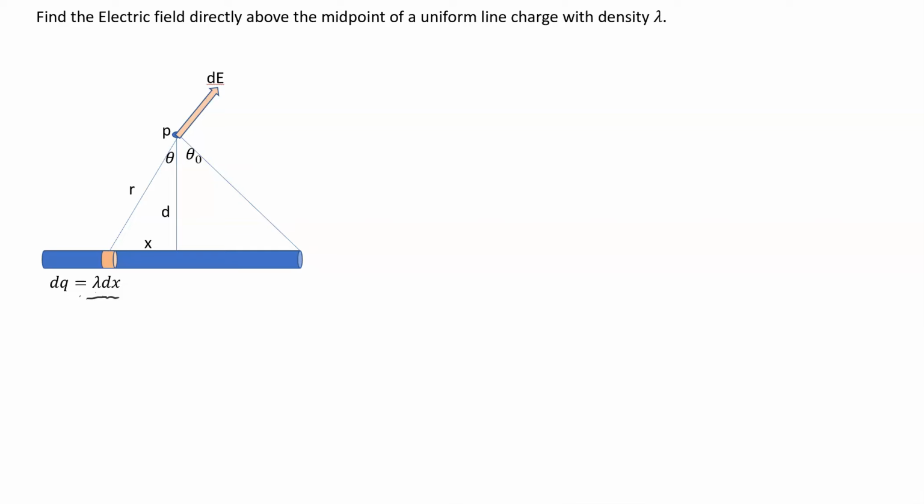But that's actually not too bad because you've got a right triangle, and so the tangent of theta is x over d. So x is d tan theta, and dx is d secant squared theta d theta. The derivative of tangent is secant squared, okay? So that lets us express dq in terms of theta instead of in terms of x. I know this doesn't look particularly pretty right now, but the payoff will come when we actually do the integral. The integral is going to be really easy to do.